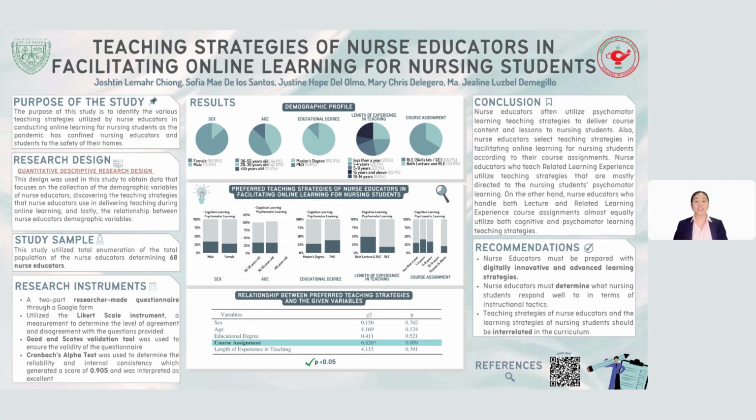This research utilized a two-part researcher-made questionnaire made through a Google form. The Likert scale was utilized in order to measure and determine the level of agreement and disagreement by the respondents. In order to ensure the validity of the questionnaire, we used the Gooden's validation tool and it was examined by three professionals. The results were interpreted as excellent. After gathering the sample data, we used the Cronbach's alpha in order to determine the reliability of the instrument, which generated a score of 0.905 and was interpreted as excellent.